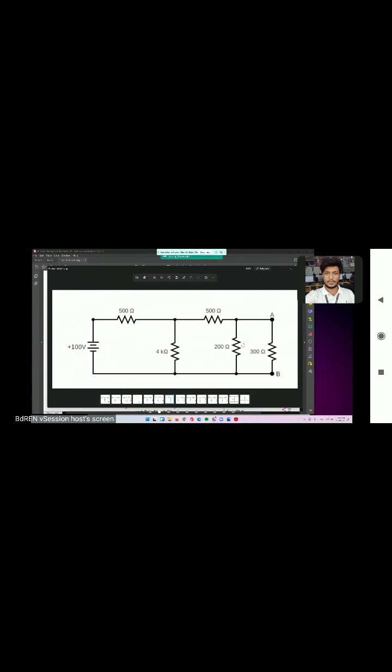The answer is 625.7446. Which one? RT is 1095.7146. By the way, the equation of RT is 500 plus 200 plus 4,000 parallel, right? 4,000 in parallel, and then in series with 500. Sorry sir, I mistakenly entered a wrong value. So please make sure that you write the correct equation before you calculate.